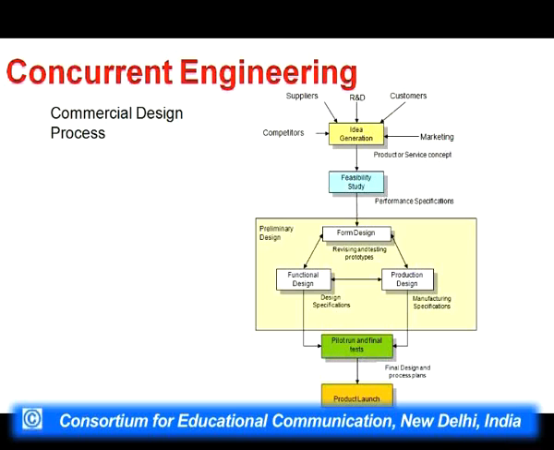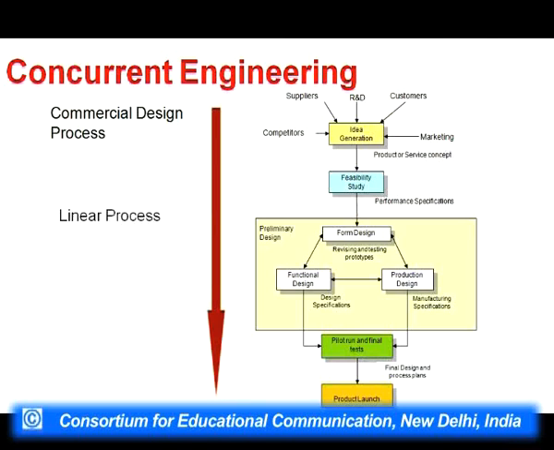After these, three functions come into the picture: form design, functional design and production design. When we discuss form design, it involves revising and testing prototypes. Under functional design, design specifications are generated. Under production design, manufacturing specifications are generated, and we come up with a preliminary design of the product. A pilot run and final tests are carried out on the product, final design and process plans are made, and finally the product is launched in the market.